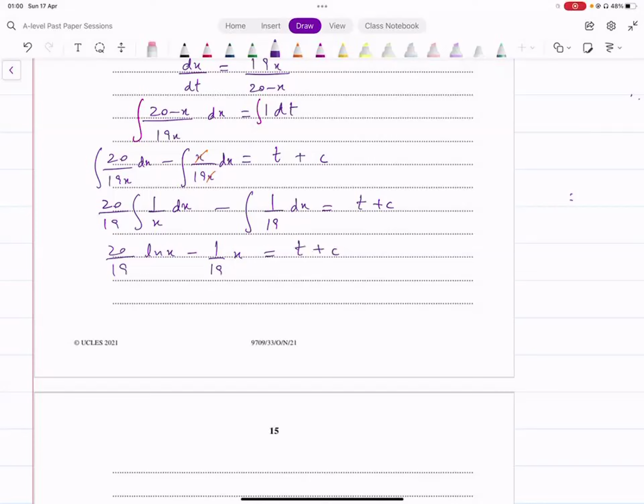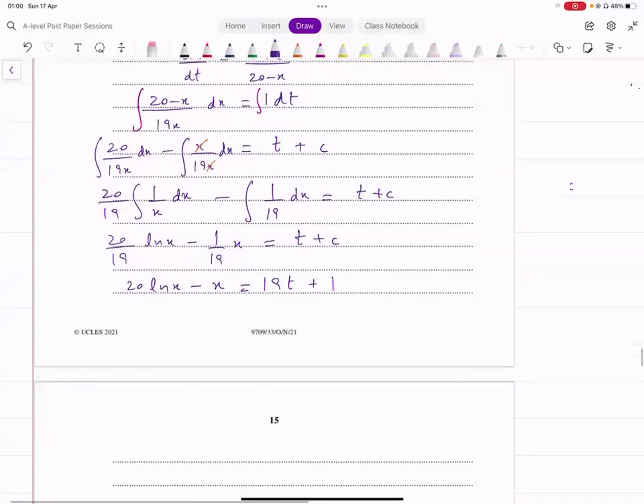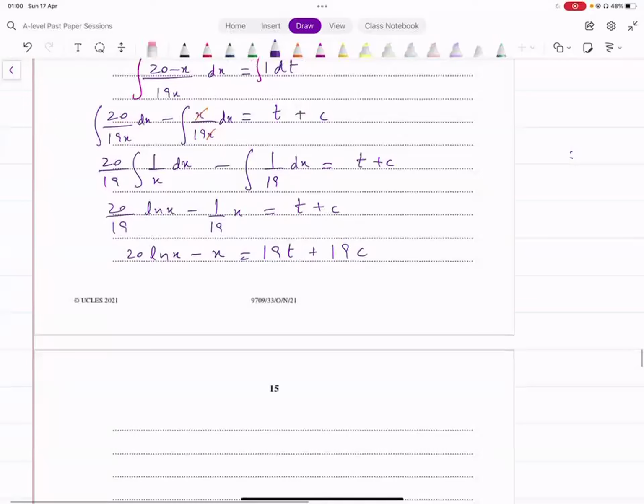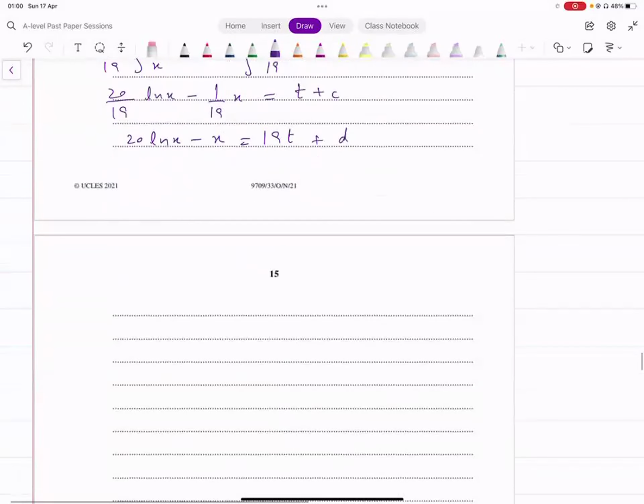Now we can multiply 19 on the other side. That's 20 ln x minus x equals 19t plus 19c. c के साथ आप बेशक उसको c को नया constant बना दें और उसको कहें कि अच्छा this is 19, this is just another constant. Now d या उसको 19c करना चाहे वो भी कर सकते हैं. That's your choice.